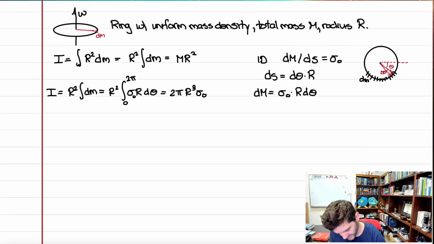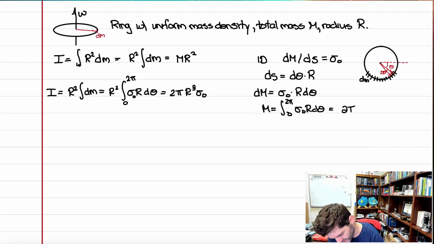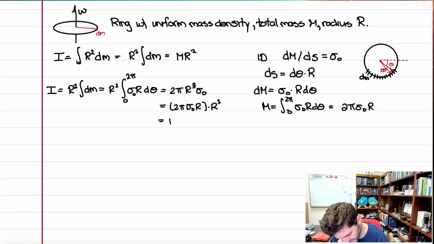Sure. Because I could go back here and write that the mass is the integral from 0 to 2 pi of sigma naught times r d theta, or that the total mass is 2 pi sigma naught times r. And then, of course, notice that this looks like 2 pi sigma naught times r. If I factor out an r squared, that thing in parentheses is just m times r squared. All right, not too bad.